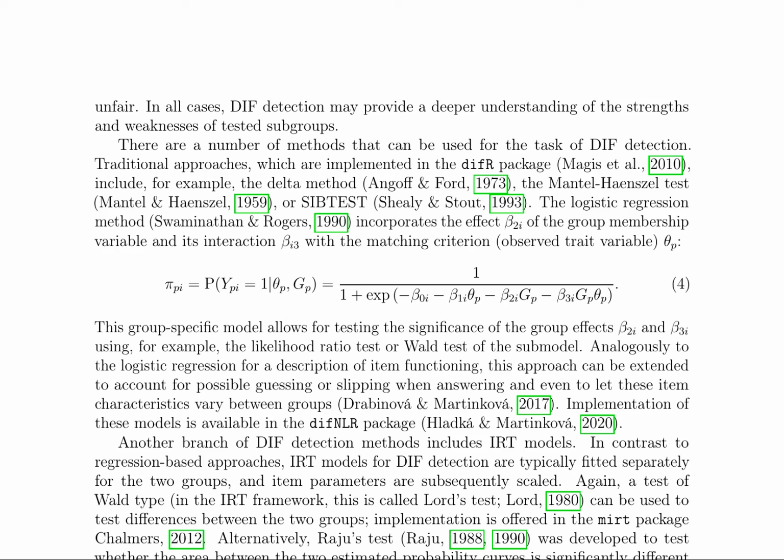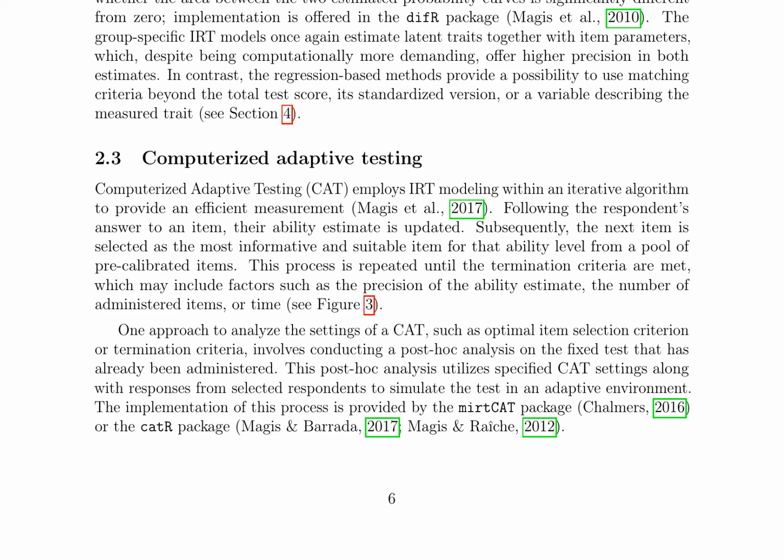IRT models for DIF detection involve fitting models separately for two groups and then scaling item parameters. Computerized adaptive testing, CAT, employs IRT modeling within an iterative algorithm to provide an efficient measurement. In CAT, a respondent's ability estimate is updated after each answer, and the next item is selected as the most informative and suitable item for that ability level from a pool of pre-calibrated items. This process is repeated until termination criteria are met.